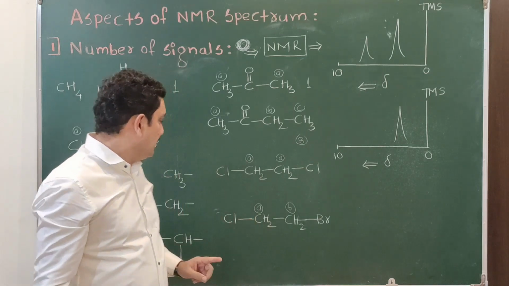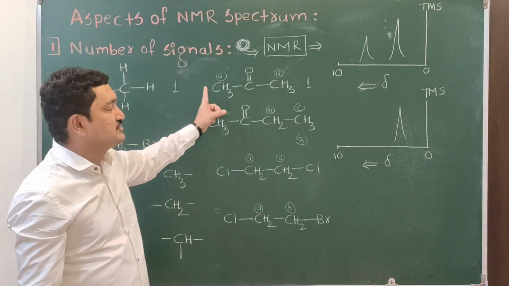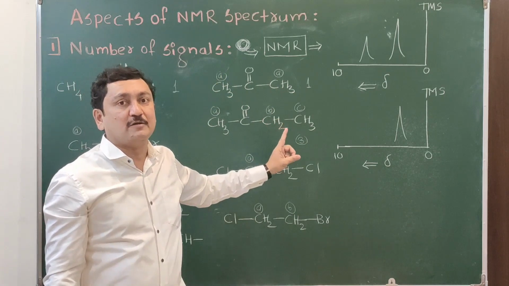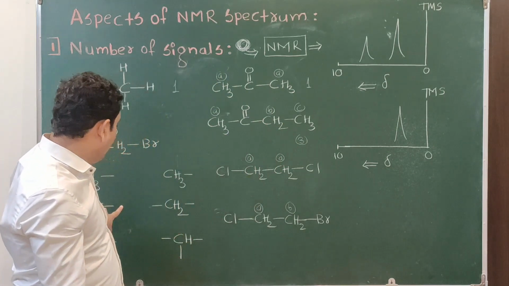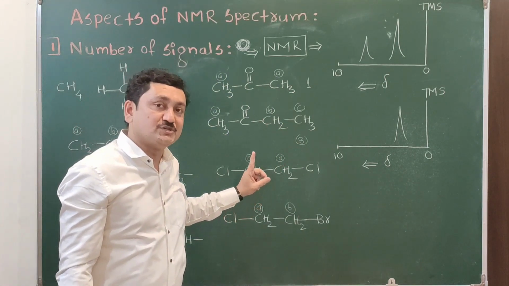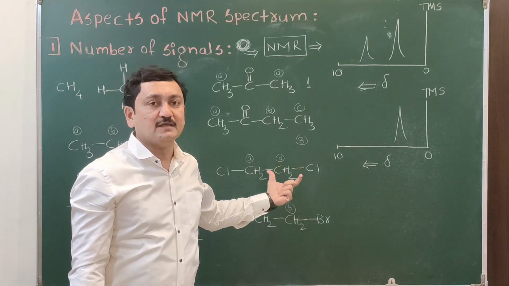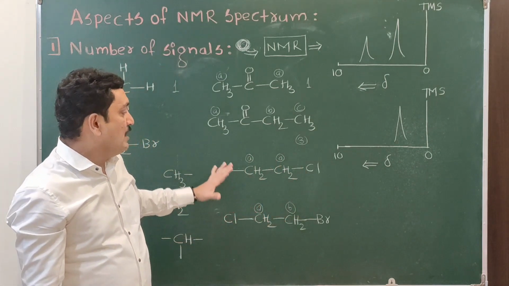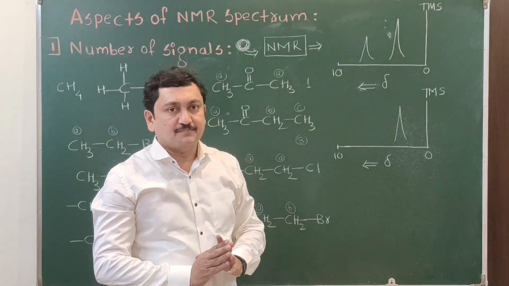What we have to check? If there are two CH3 in a compound, check. They can be equivalent or they cannot be. Check and decide. Similarly, if there are two CH2, we have to check the CH2 with CH2, whether it is equivalent or not. So, the number of signals gives information.